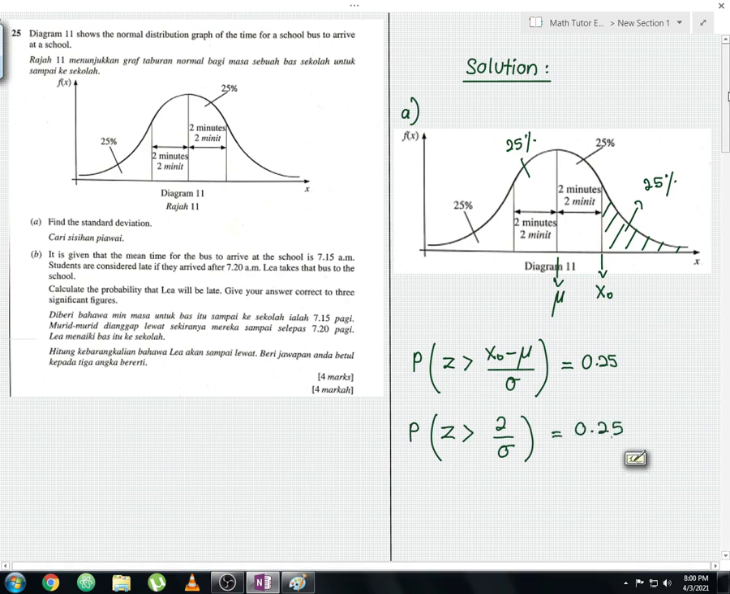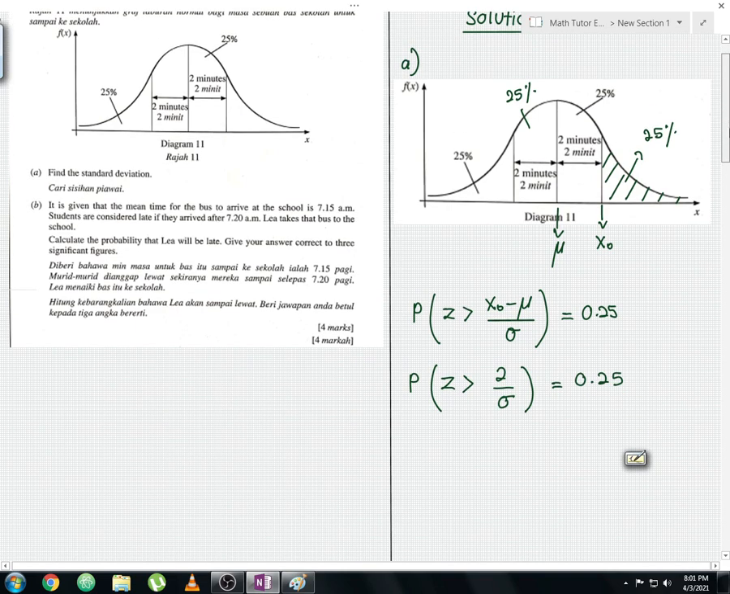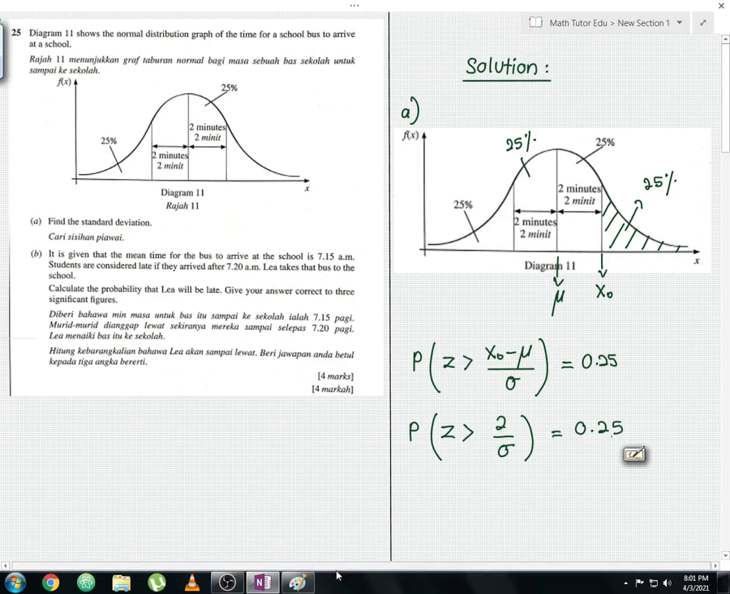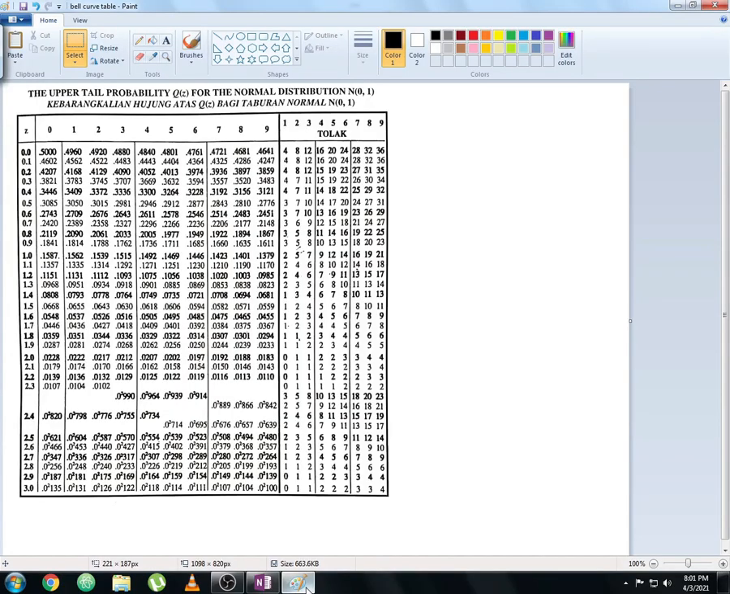For the next step, we're going to take a look at the Z table, and we're going to find the relevant value of Z when the probability is equal to 0.25. So let us take a look at the Z table now. This is your Z table. Let us take a look at the value of 0.25. If you take a look over here, this is the closest value that you can possibly get.